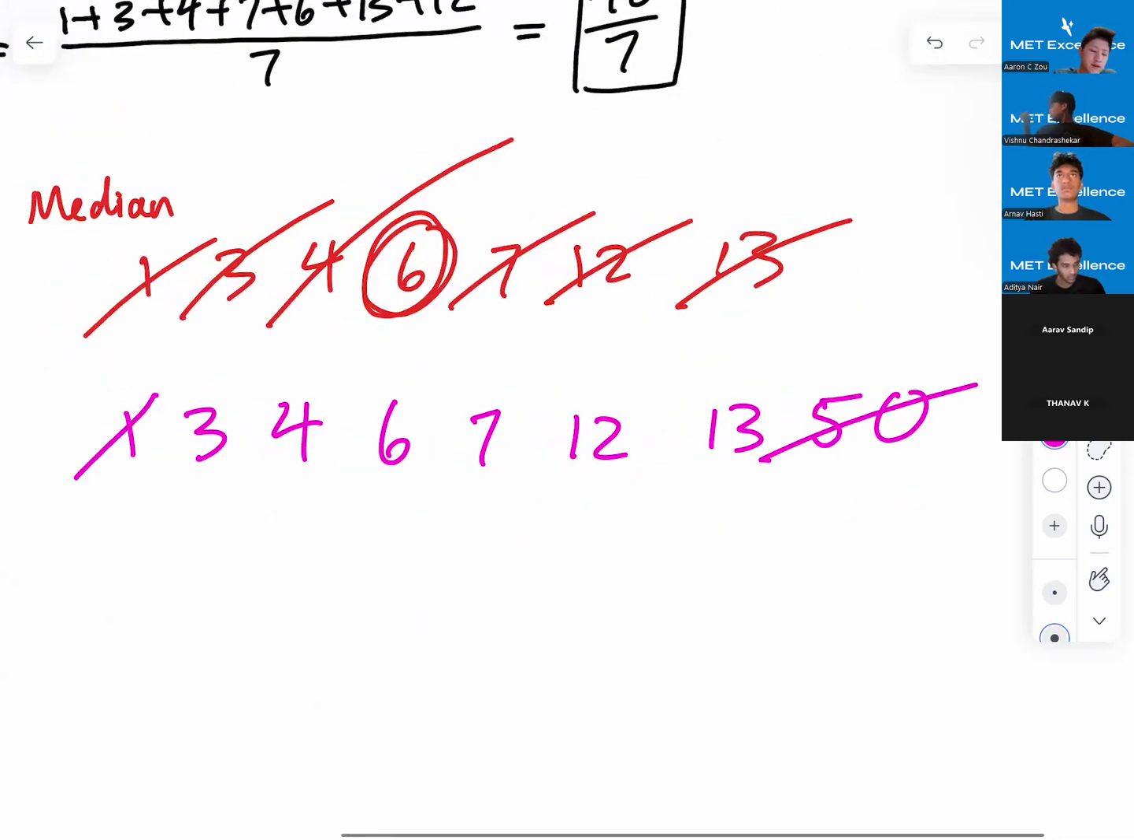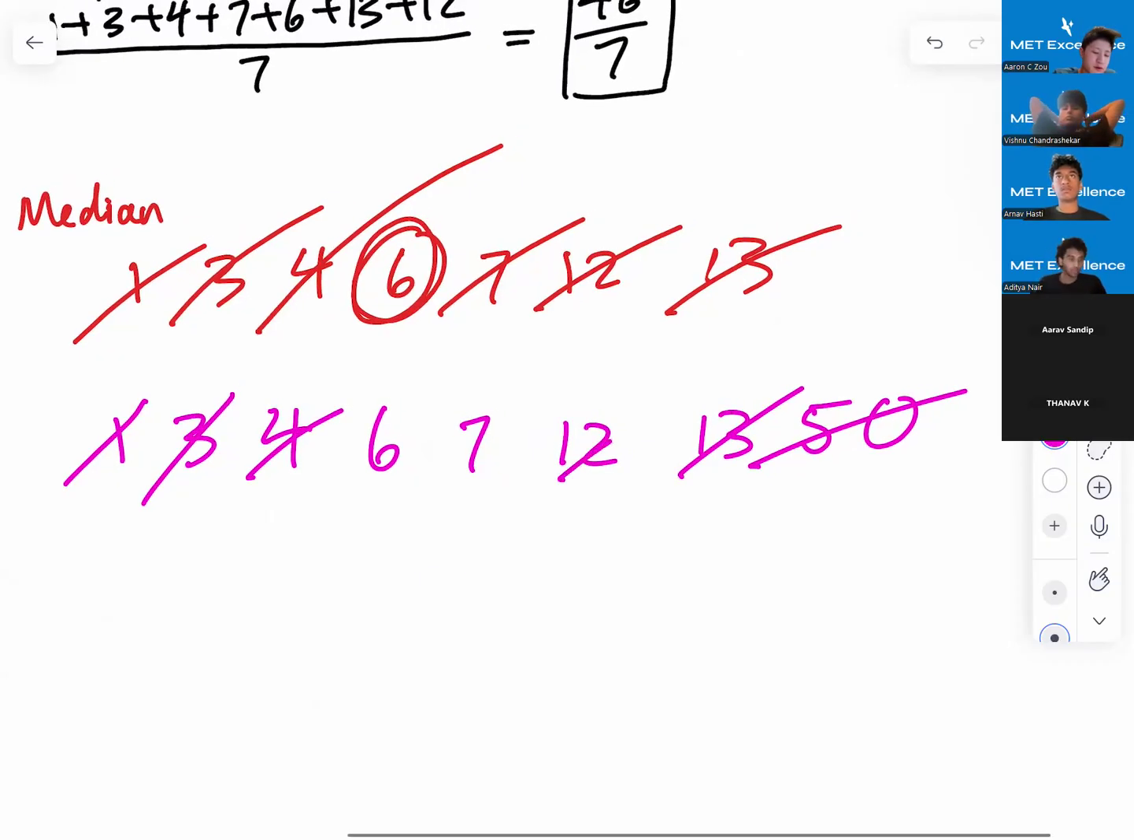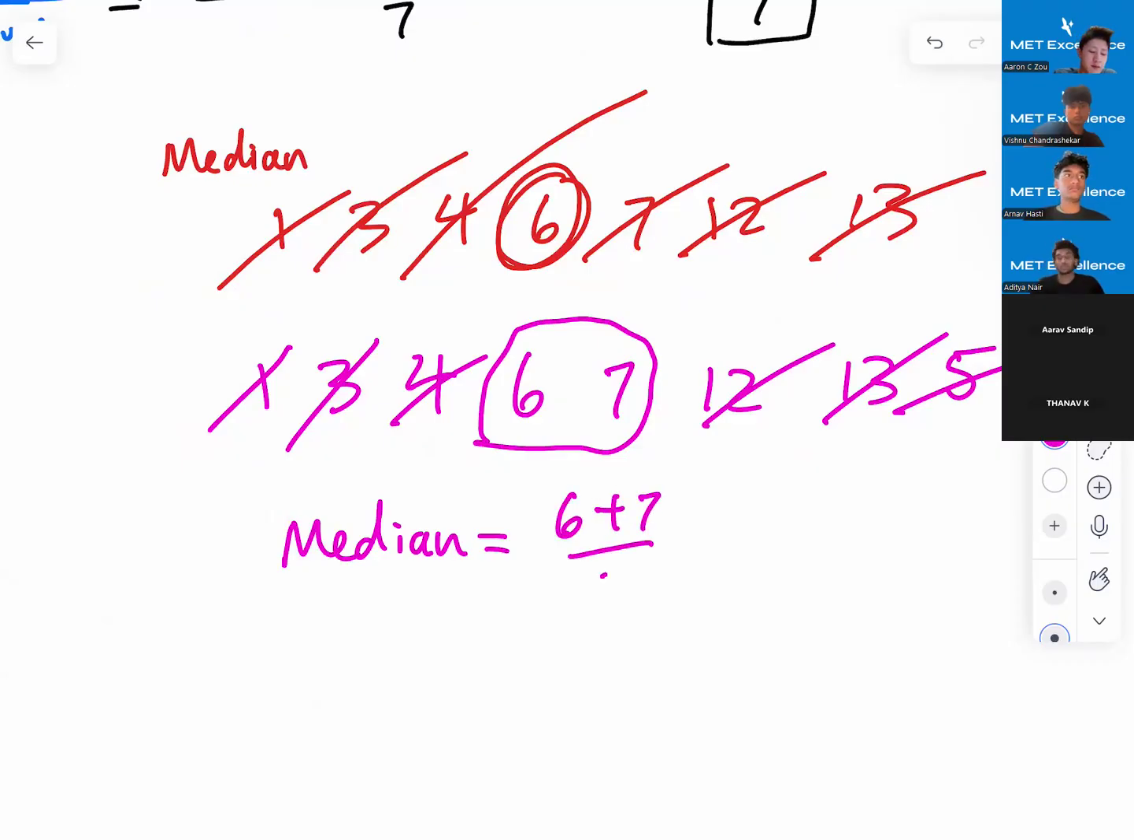So cross out 1, cross out 50, cross out 13 and 3, cross out 4 and 12. And oh no, we can't cross out these two numbers because then we have nothing left. So if we happen to have two numbers remaining, the median will simply be the mean of the remaining two numbers. So the median will be 6 plus 7 divided by 2, which is 6.5.